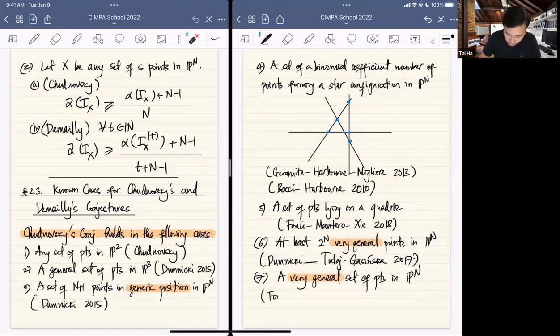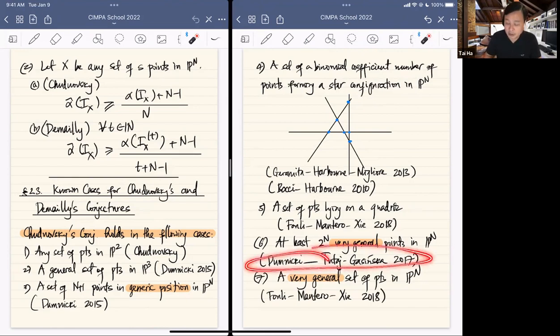This is by Fowler, Montero, and C. And the methods used in these papers are very different. The first paper used a more geometric method, actually making use of Nagata's conjecture, what is known about Nagata's conjecture. And the second one is a more algebraic method, which is what we're going to talk about soon, at least in the last 2 lectures.